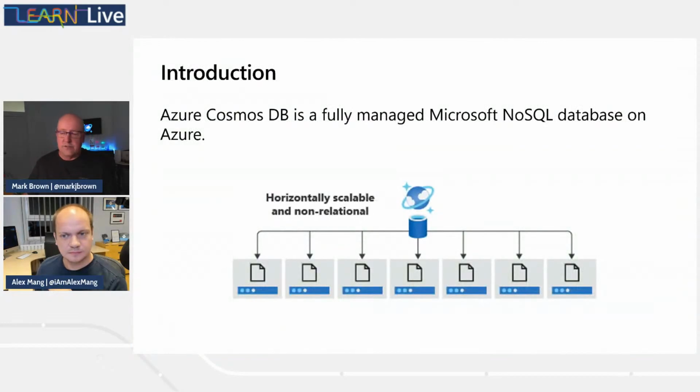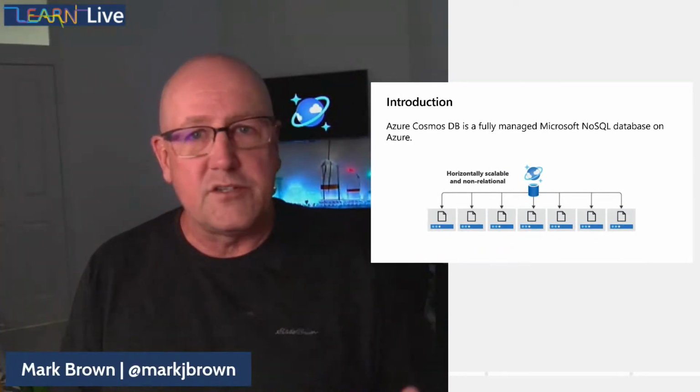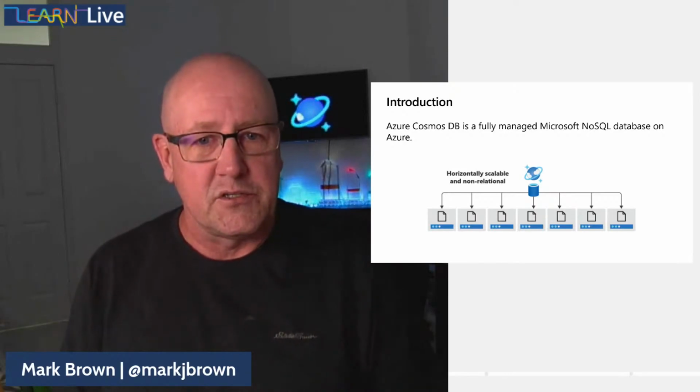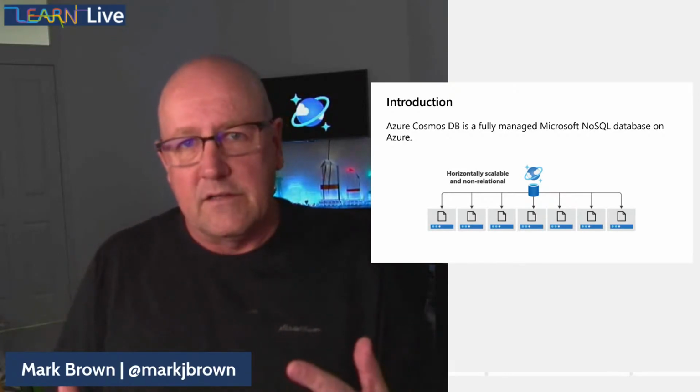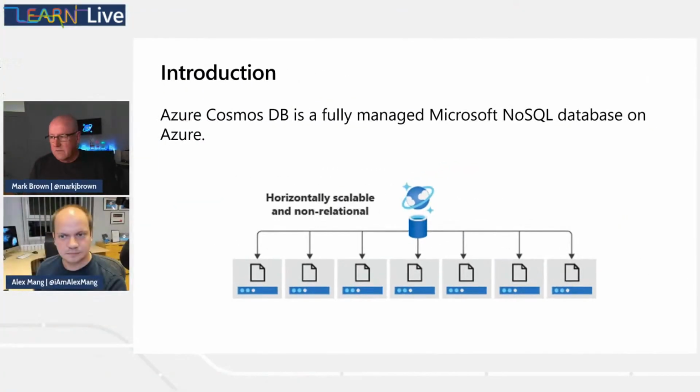And I want to get into first kind of an introduction for Cosmos DB. So at least as marketing likes to call it, Azure Cosmos DB is Microsoft's fully managed NoSQL database for Azure. And what we mean by a NoSQL database is that Cosmos DB is both horizontally scalable and non-relational.